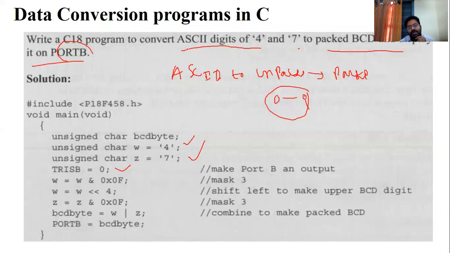ABCD values are also there in ASCII. But you can convert this ASCII number to BCD. You must take 0 to 9. In the examination, they may give 4 and 7. Then convert some ASCII number to BCD.